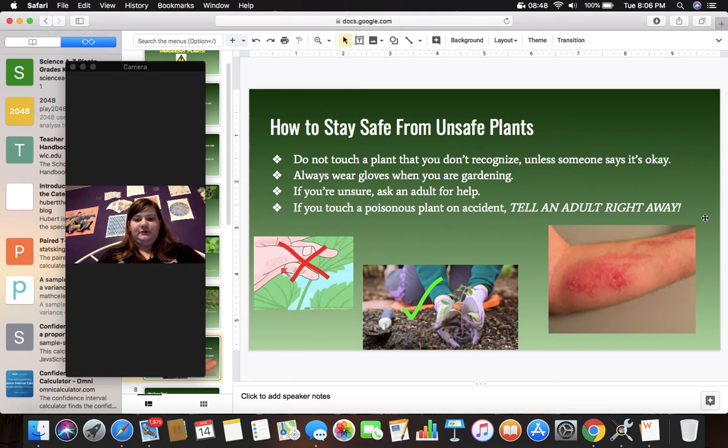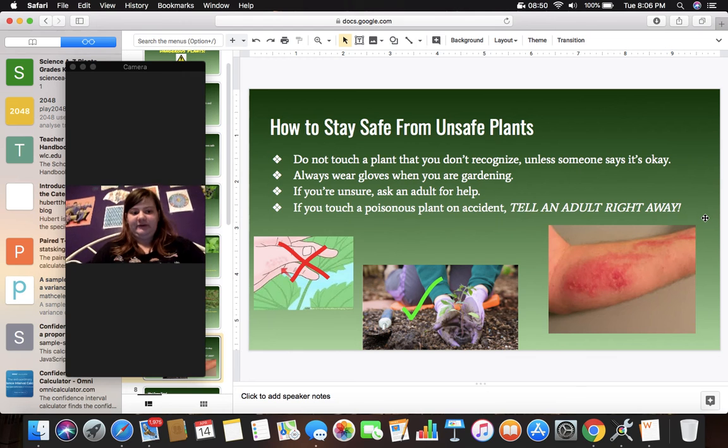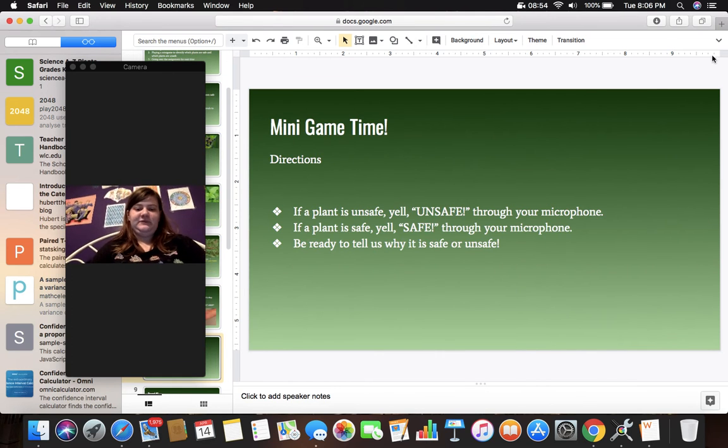Alright, so now that we have gone through our lesson, we are going to play a game. So it's mini game time. So here are the directions. There's going to be 2 pictures side by side, and one of them is going to be from a safe plant. One of them is going to be from an unsafe plant. If a plant is unsafe, yell "unsafe" through your microphone. And if a plant is safe, you yell "safe" through your microphone. And be ready to tell us why it is safe or unsafe.